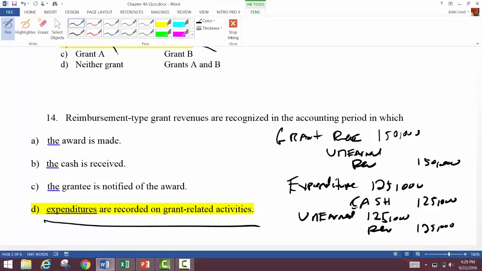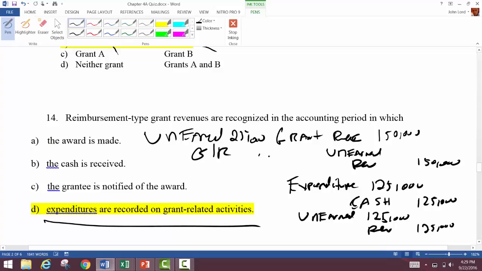Reverse for what's left. I'm going to do what? Debit the unearned for 25,000 and credit what? Grant receivable for 25,000 because I really don't have a grant receivable anymore, because I'm basically telling them I don't want any more of their dirty money or whatever, right? I'm done with it.